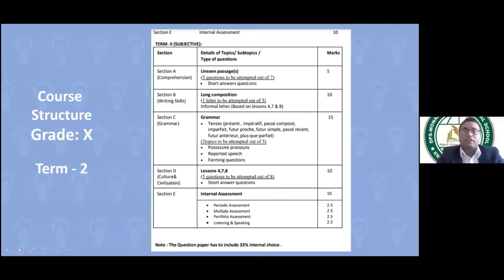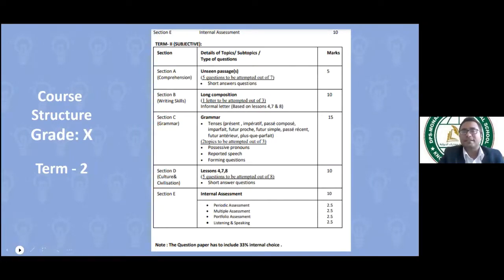Section D focuses on the literature. The students will be assessed from lessons 4, 7, and 8. They will be given 8 questions, and they have to attempt only 5. The questions will be short answer questions. Internal assessment, the 4 components again are periodic assessment, multiple assessment, portfolio, and listening and speaking. Every component has equal weightage of 2.5 marks.